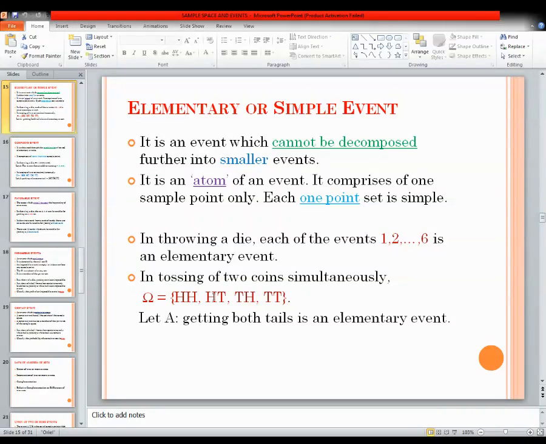See this example. In tossing two coins simultaneously, these are the possible cases: HH, HT, TH, TT. This possible event TT cannot be further decomposed. I cannot separate this T and T, because I have to toss a coin two times. I am interested in two possible outcomes of the experiment. Therefore I have to take this TT as an elementary event, and this TH as an elementary event. I cannot separate this T and H because I am tossing the coin two times. So getting both tails is an elementary event.